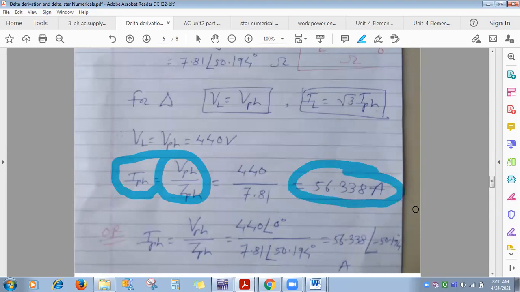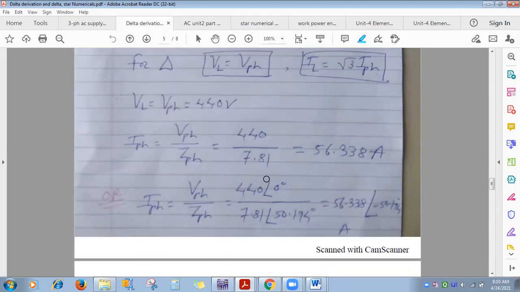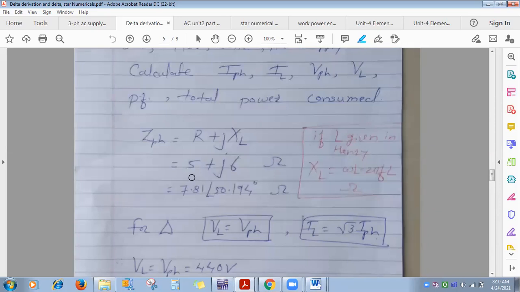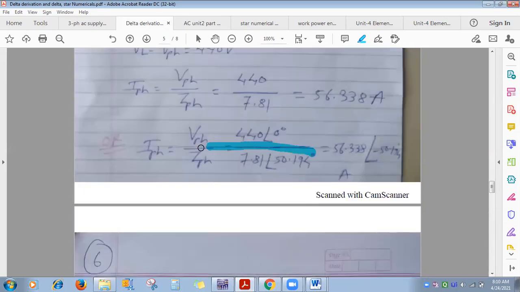Okay, got it? But if the options given to you are in polar form, so voltage Z we got in polar form, isn't it? Z you have in polar form. If nothing is given for voltage, then for voltage consider the angle 0 degree. Got it? Everyone clear?